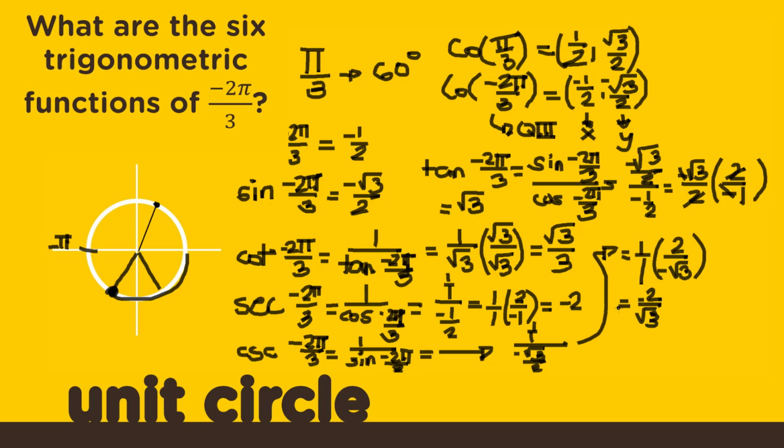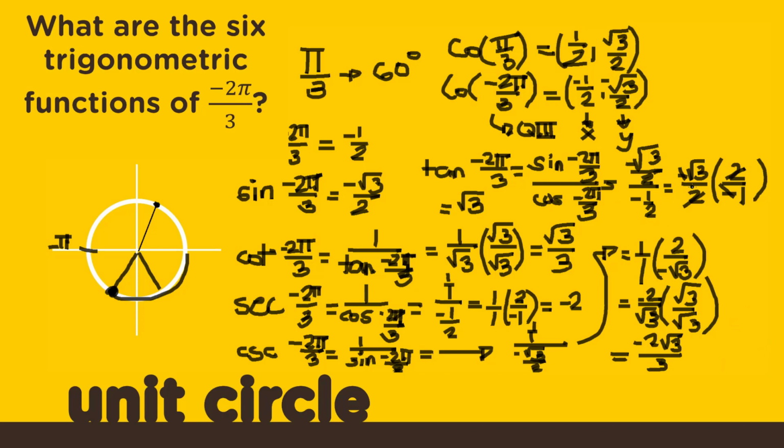Same as our cotangent, we will rationalize this with square root of 3 over square root of 3. That's rationalizing denominators. Hence, you will have the final result of negative 2 square root of 3 over square root of 3 times square root of 3, which is square root of 9. That's just equal to 3.